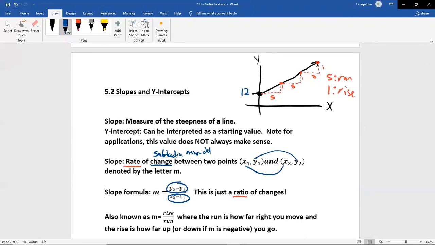What is the rate of change specifically? It's rise over run. Rise implies height. Height is y values, run is how far we go right, right is x values. So it's supposed to be the vertical change divided by the horizontal change, which is why we go y2 minus y1 over x2 minus x1.